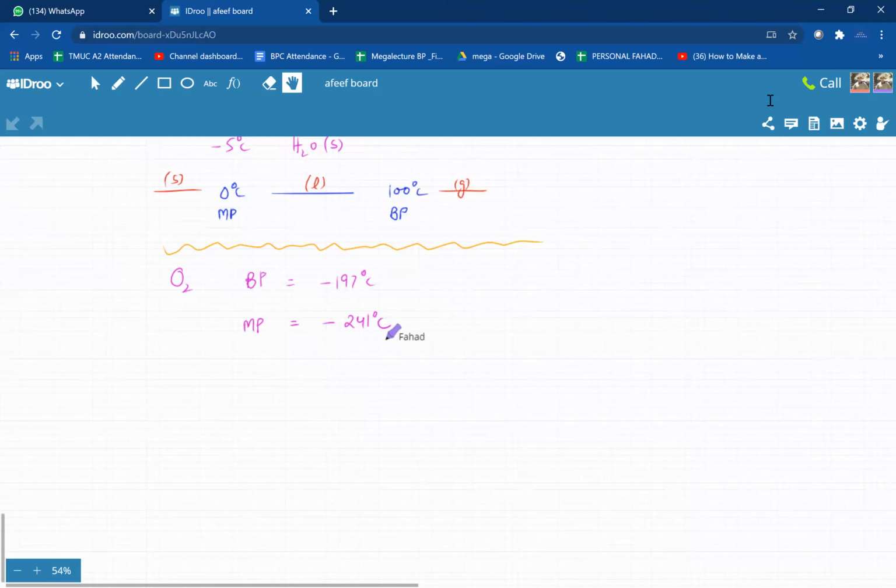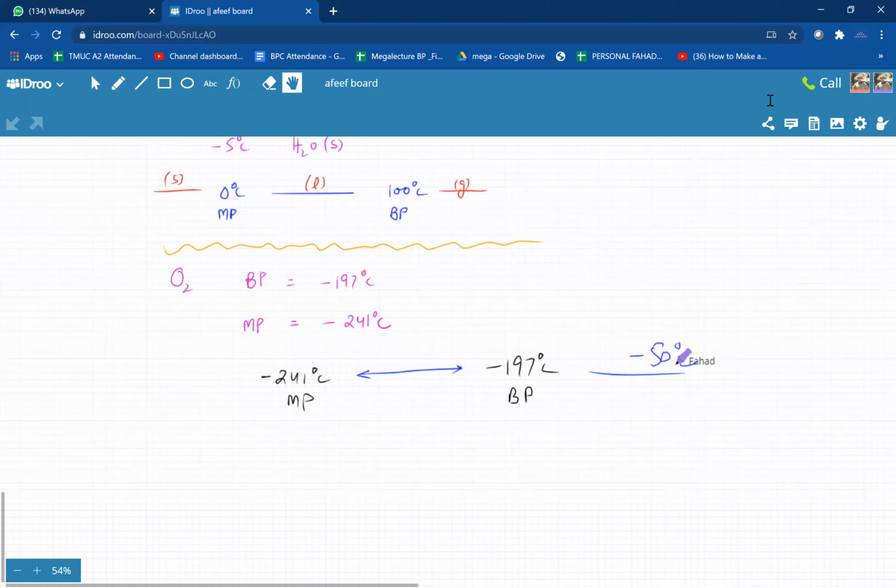So I'm going to show you how to use the same logic. The melting point is minus 241, and the boiling point in this case is minus 197. So what was the temperature that I asked? I said what was the state at minus 50. Where would minus 50 lie? Would it be between the two? It will be to the right of the boiling point. Exactly. So it's actually bigger than the boiling point.